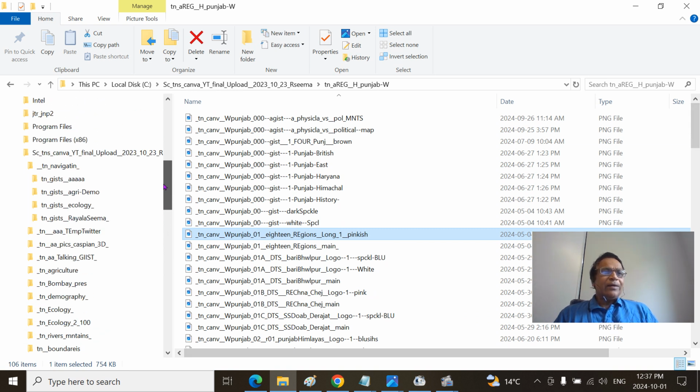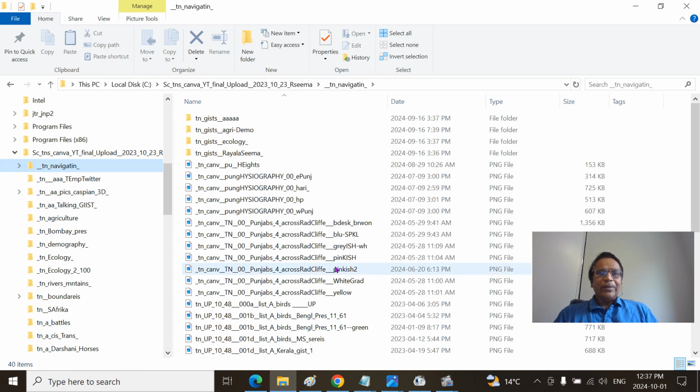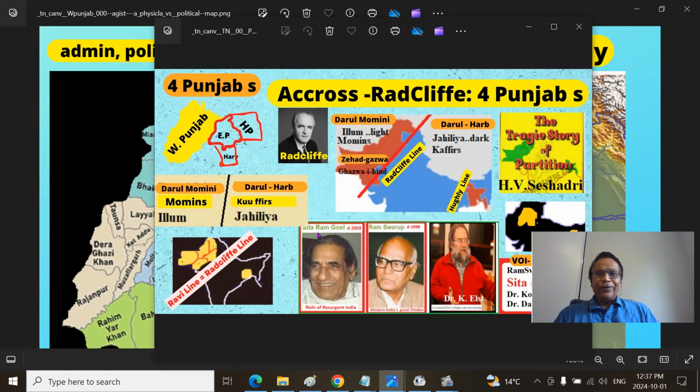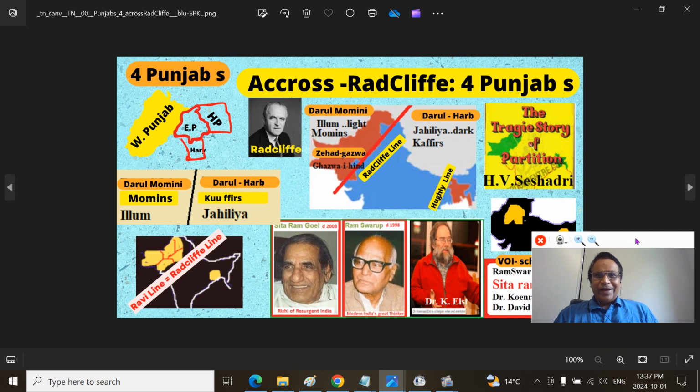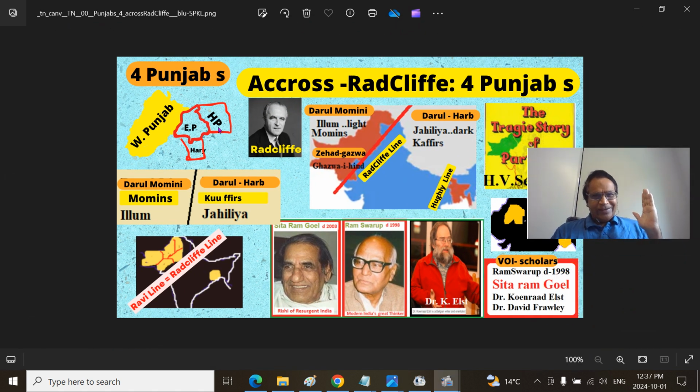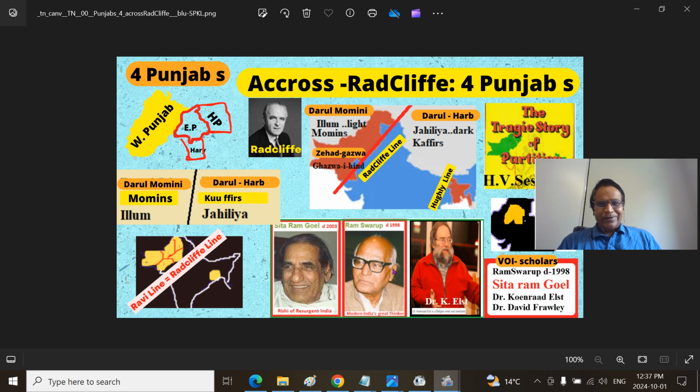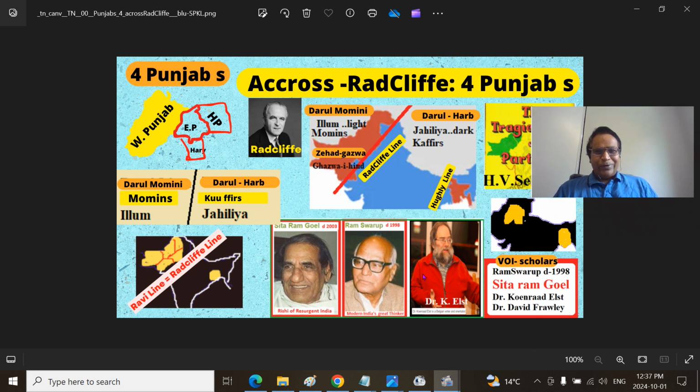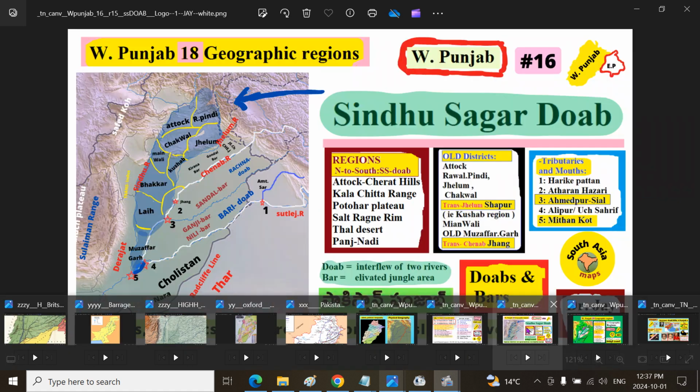And I should have opened with this before. Friends, there are four Punjabs across the Radcliffe line. On the east side you have three Punjabs, and on the west side one. The ideological divide and the tragic story of partition, as put by the Voice of India think tank scholars, I will not be covering here. I covered it elsewhere, along with Darul Mumin and Darul Harb. Our concern is the west side of the Radcliffe line. Cyril Radcliffe was a British judge, and we will be dealing with the West Punjab part today in detail.